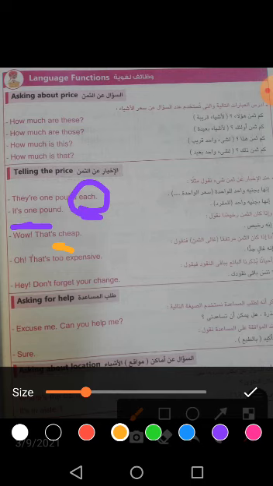Oh, that's too expensive. Too expensive. Too means very, you know? Too equals very. Too, very expensive, okay? Hey, don't forget your change. If I want to ask for help, I have to say, excuse me, can you help me? Can you help me? It's okay.